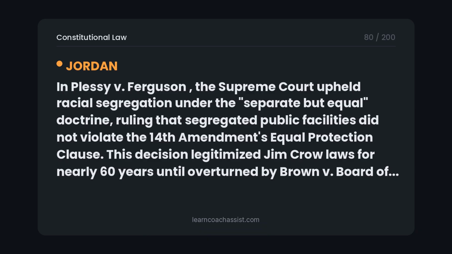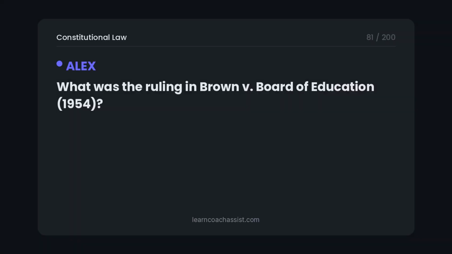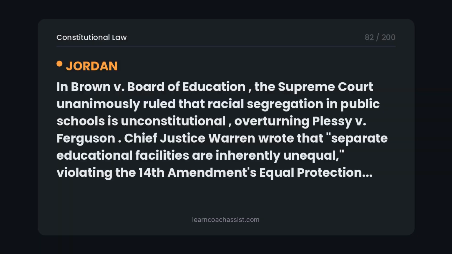What was the ruling in Brown v. Board of Education, 1954? In Brown v. Board of Education, the Supreme Court unanimously ruled that racial segregation in public schools is unconstitutional, overturning Plessy v. Ferguson. Chief Justice Warren wrote that separate educational facilities are inherently unequal, violating the 14th Amendment's Equal Protection Clause.